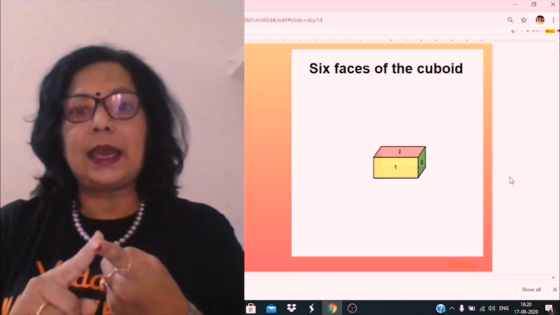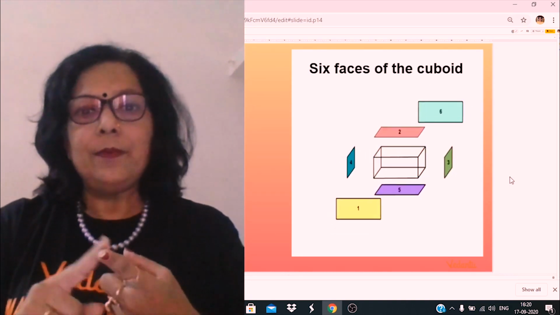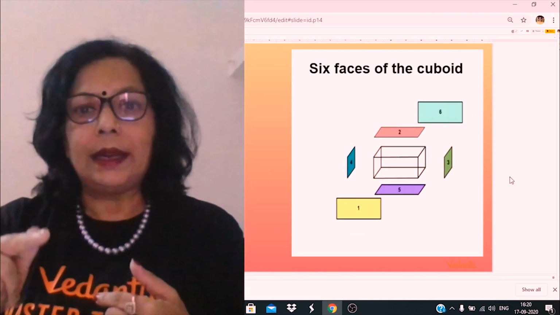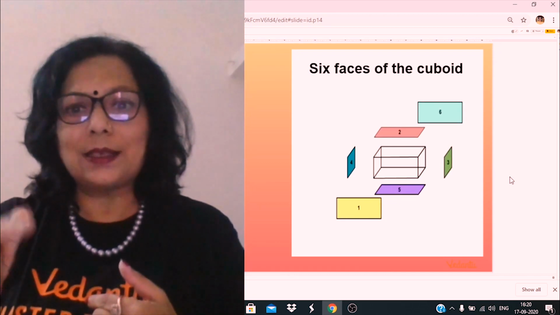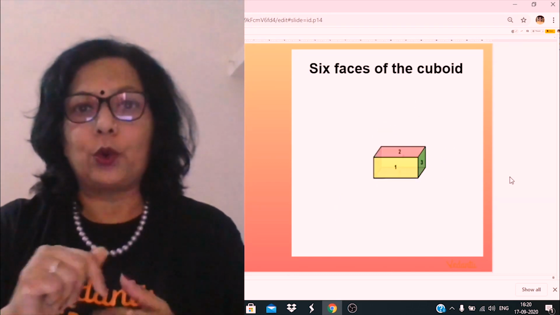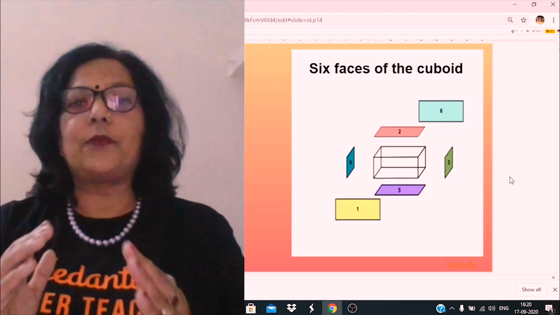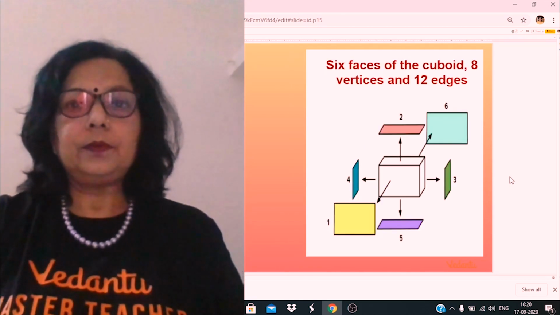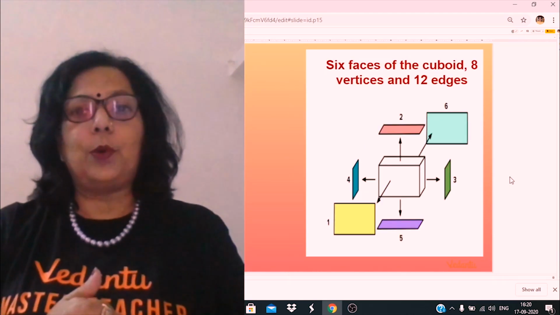See which two faces are equal. 1 and 6 are the same, 3 and 4 are the same. Then 2 and 5. So 1 and 6, 2 and 5, and 3 and 4 are the same faces of the cuboid. These are the 6 faces of the cuboid.